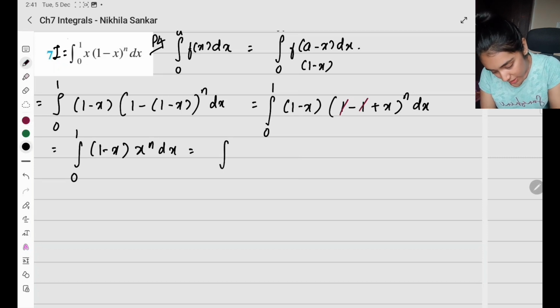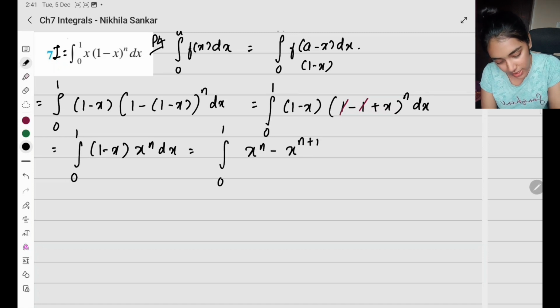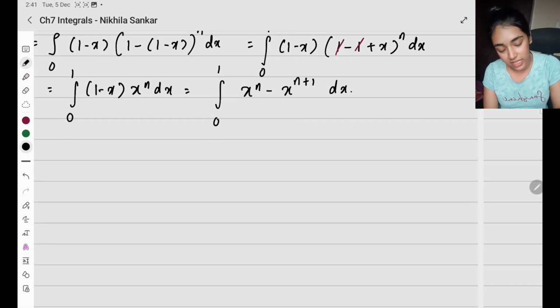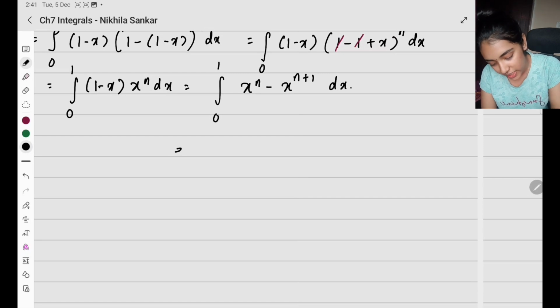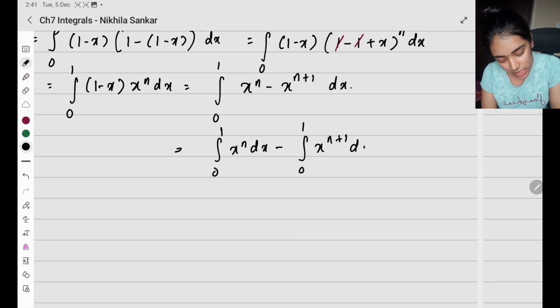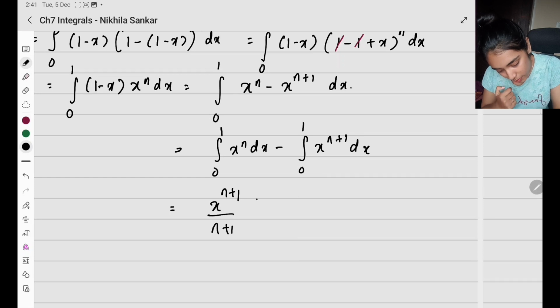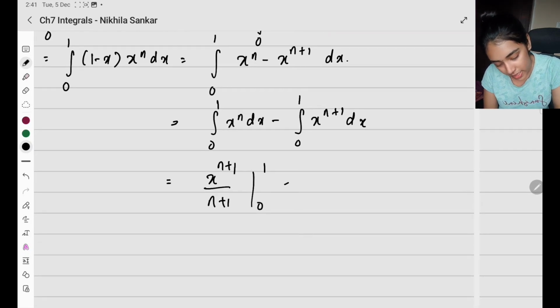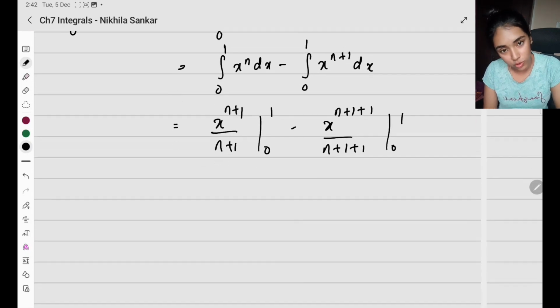So, I can multiply the x power n inside. I have x power n minus x power n plus 1 times dx. The integral has become much simpler. So this when I integrate, integral of 0 to 1 x power n dx minus integral 0 to 1 x power n plus 1 dx. So this is going to be x power n plus 1 from 0 to 1 minus x power n plus 2 from 0 to 1. Okay, do you remember the integral?